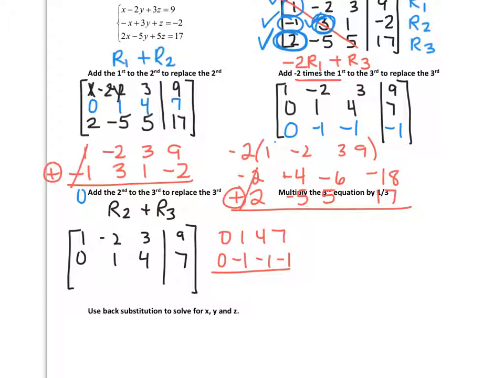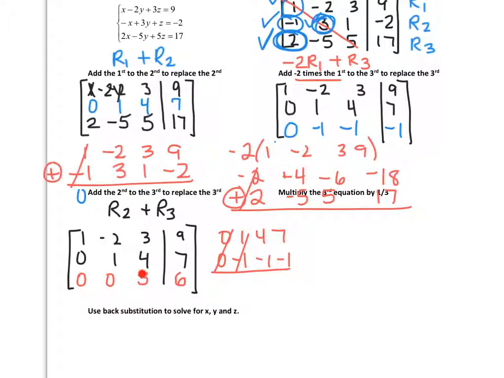So these add together is 0. Negative 1 plus negative 1 is also 0. 4 plus negative 1 is 3. And then 7 minus 1 is 6. So I'm almost there now. I've gotten now 1, 0, 0. Now I have a 1 and a 0.